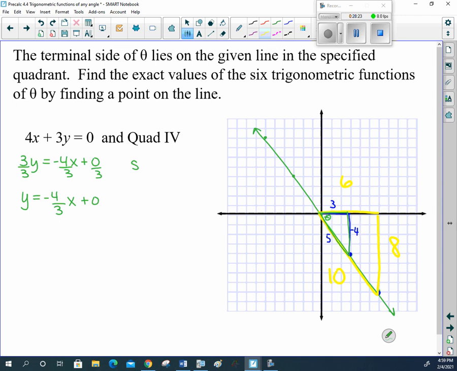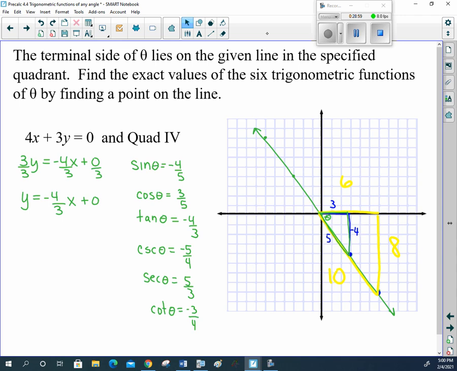All right, so sine theta equals -4 over 5. Cosine theta is 3 over 5. Tangent theta is -4 over 3. So then that means cosecant theta is -5 over 4. Secant theta is 5 over 3. And cotangent theta is -3 over 4. So there we go. We've got all of our 6 trig functions.